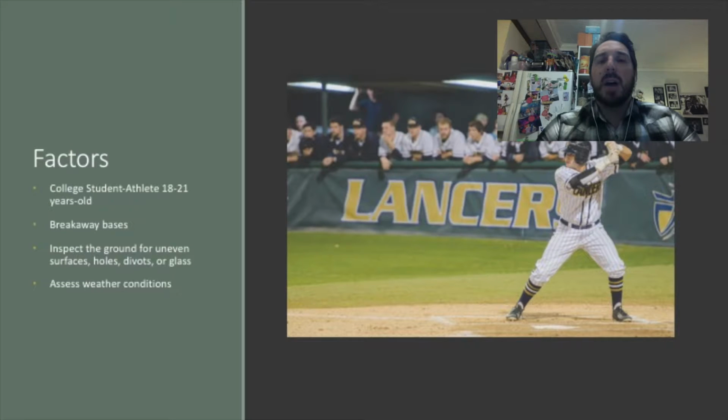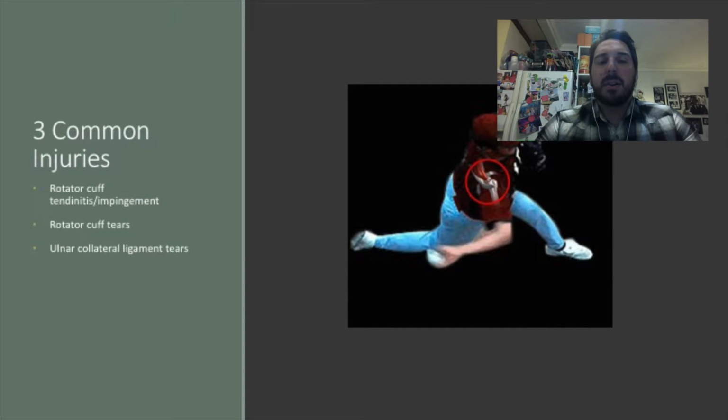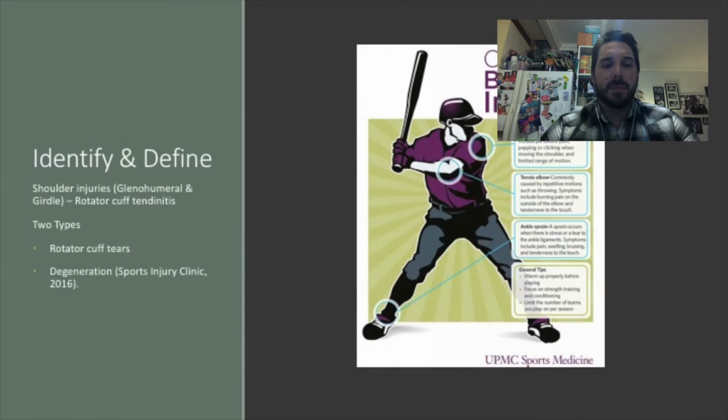Okay, so 3 common injuries. The first 2 are related to the shoulder, and the last one is the elbow. The first one is rotator cuff tendonitis or impingement, which is basically inflammation of the rotator cuff muscles. One step further from that would be a rotator cuff tear, which is usually the supraspinatus muscle. And lastly is the ulnar collateral ligament tear in the elbow.